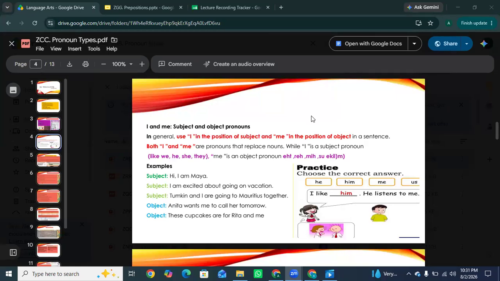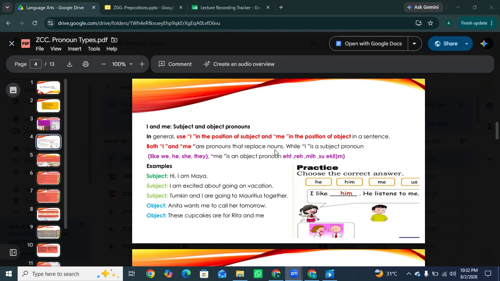I and me. This slide focuses on when to use I versus me. One rule you must keep in your mind: use I as a subject, doing the action, like I am sleeping, and me as the object, receiving the action. In general, use I in the position of subject and me in the position of object in a sentence. Both I and me are pronouns that replace nouns, while I is a subject pronoun, like we, he, she, they. Me is an object pronoun.